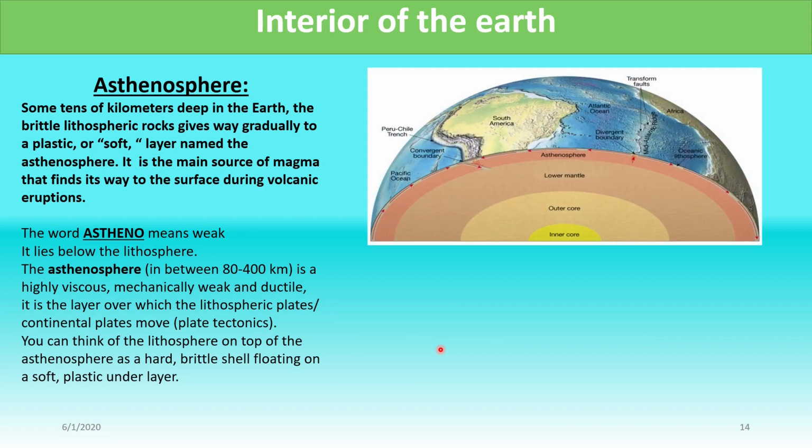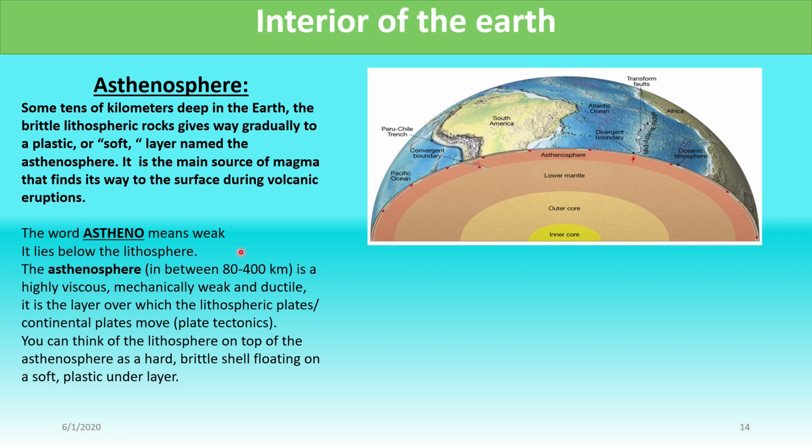Asthenosphere. Some tens of kilometers deep in the earth, the brittle lithospheric rocks give way gradually to a plastic or soft layer named the asthenosphere. It is the main source of magma that finds its way to the surface of the earth through volcanic eruptions. The word astheno means weak.